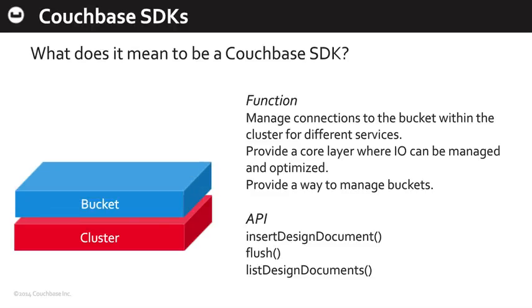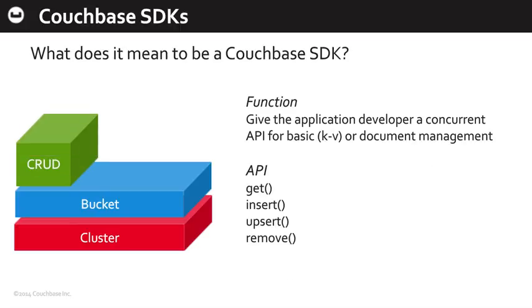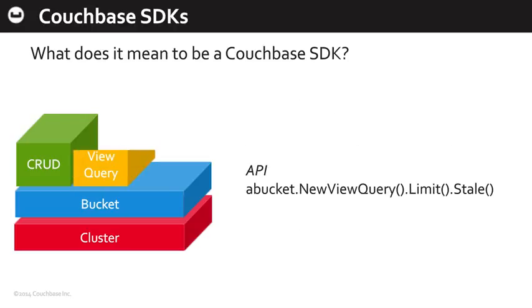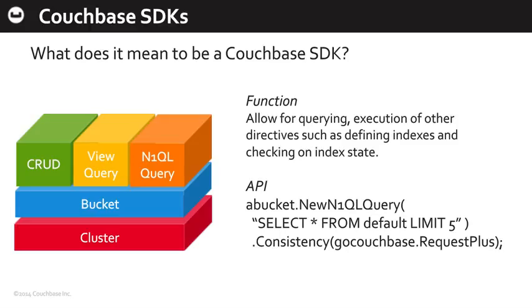On top of that, you've got the bucket API, which is how you actually connect to a particular bucket within a cluster. And on top of that are the actual APIs for accessing and manipulating data, which is your CRUD API: get, insert, remove, etc. The view query, and now we also have the Nickel query API. A lot of times you'll see the CRUD API referred to as your document-level operations.